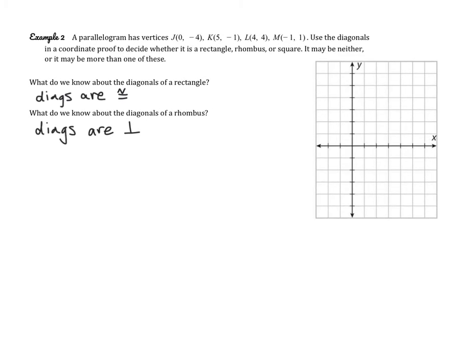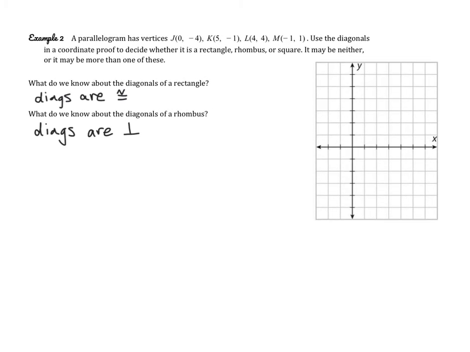Okay, let's start by plotting these four coordinates just so we can see what our parallelogram looks like. Notice that it does state that it is a parallelogram, so that's a good starting place for us. So J is here at 0, -4. K is at 5, -1. L is at 4, 4. And M is at -1, 1.